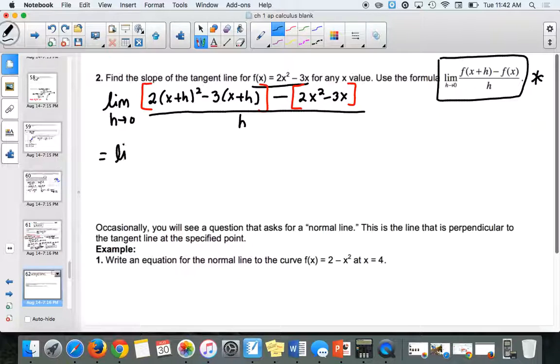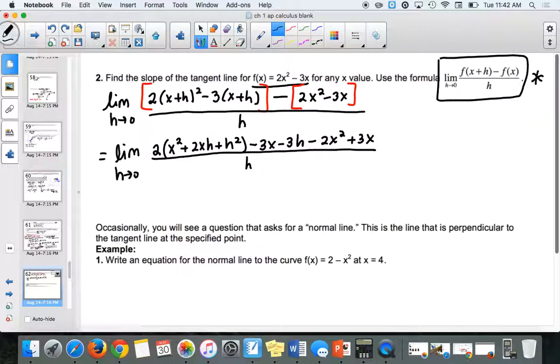All right, so I'm going to do the limit as h goes to 0. And I'm going to have 2. When I FOIL x plus h squared, I'm going to get x squared plus 2xh plus h squared. You can do that off to the side if you get confused. Then I'm going to have minus 3x minus 3h. I distributed. And then I'm going to distribute the negative into the second part. So I'm going to have minus 2x squared plus 3x. And I get all over h.